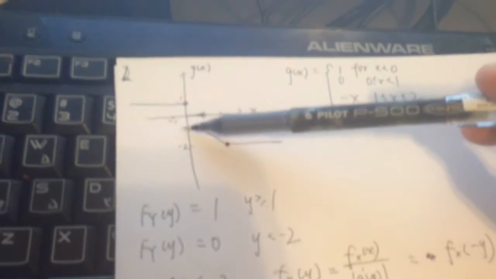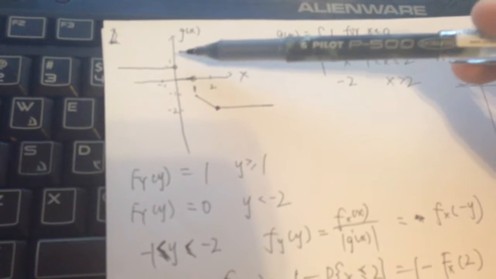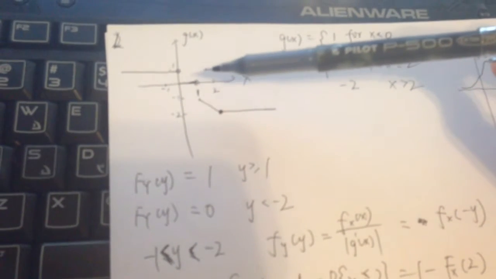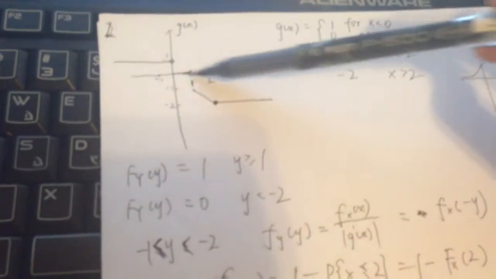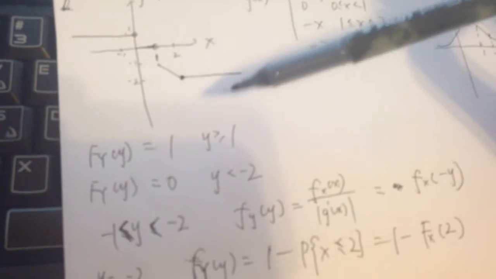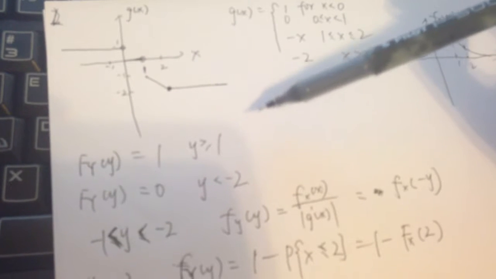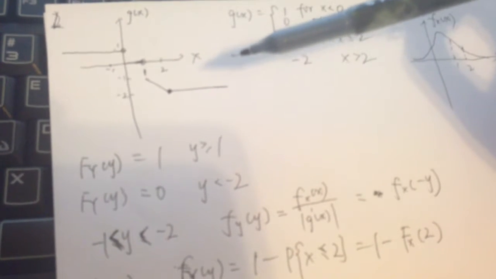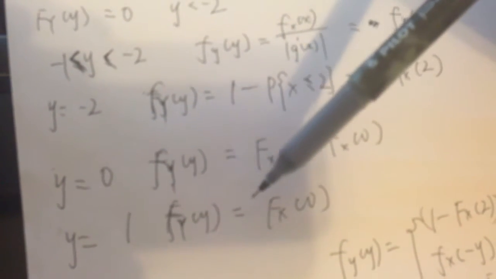And the third point is when y is 1. When y is 1, x is less than or equal to 0. So here, x is going this way. And the Fy of y is the probability that x is less than or equal to 0, so it's fx0. So when y is 1, Fy of y is fx0.